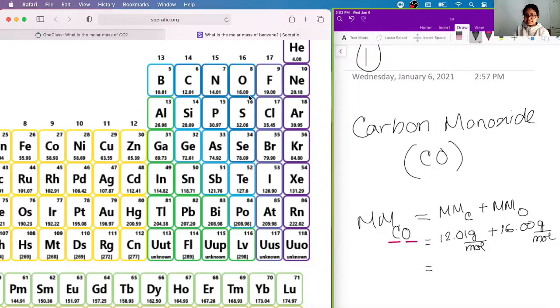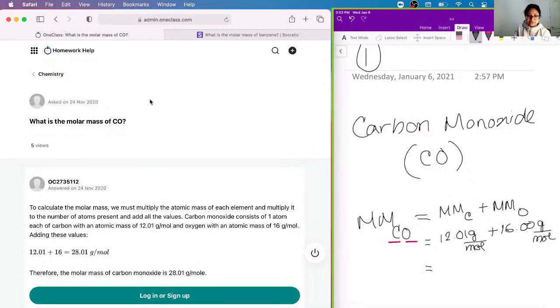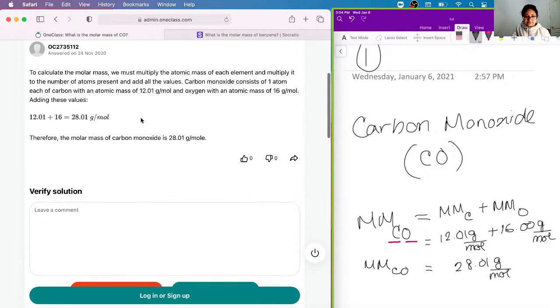The last step is to add it all up, and you get 28.01 grams per mole. So the molar mass of carbon monoxide is 28.01 grams per mole. And this is what they have got, and this is correct.